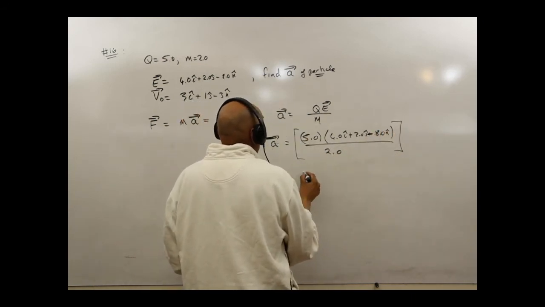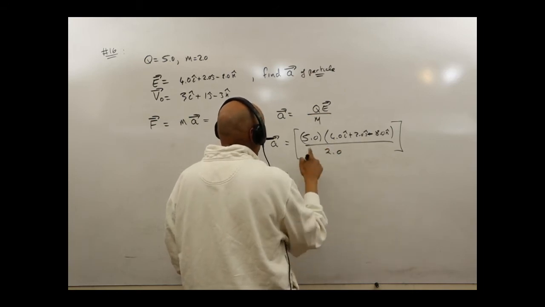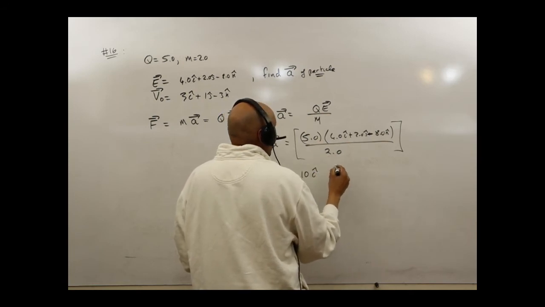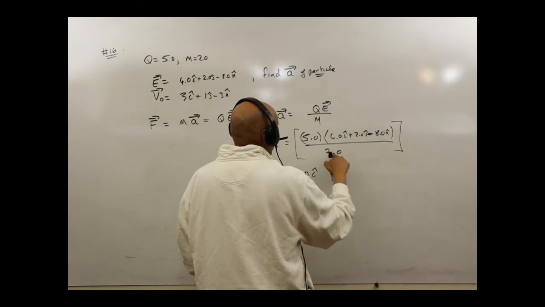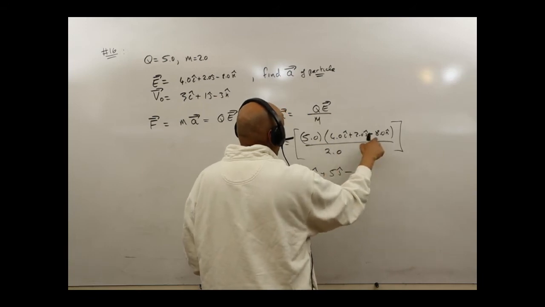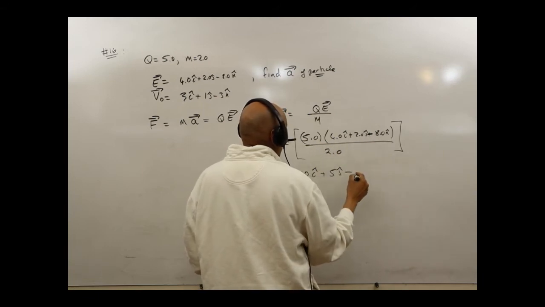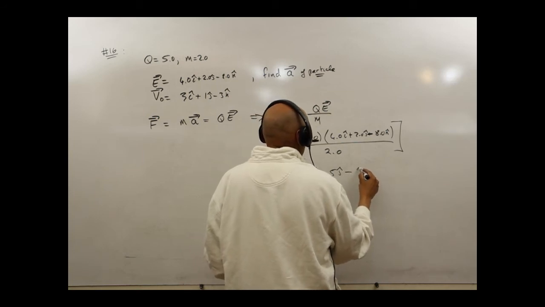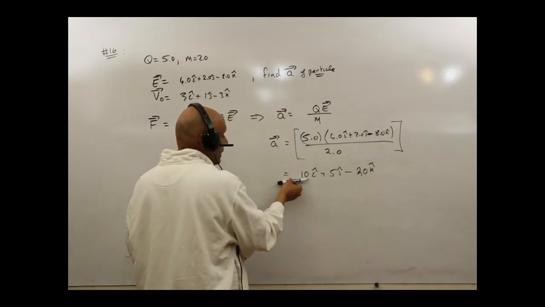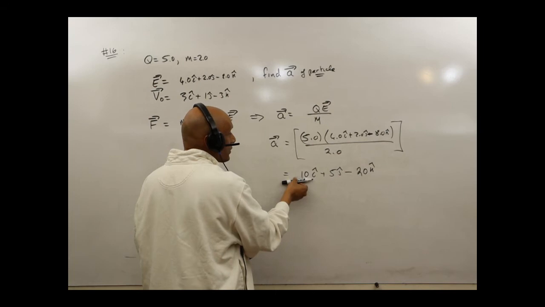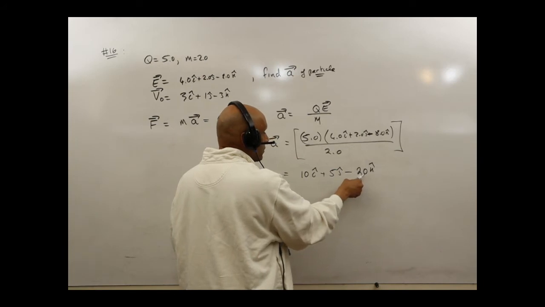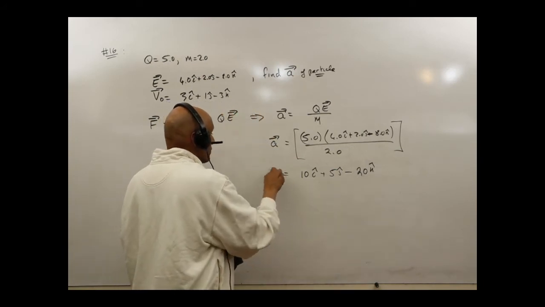So we can write this as, well, nice round numbers. 5 times 4 is 20, divided by 2 is 10i. And 5 times 2 is 10, divided by 2 is plus 5j. And 5 times 8 is 40, divided by 2 is 20, so minus 20k. So the acceleration of this particle will be 10 meters per second squared in the i direction, 5 meters per second squared in the j, and negative 20 meters per second squared in the k direction. So this is your acceleration vector.